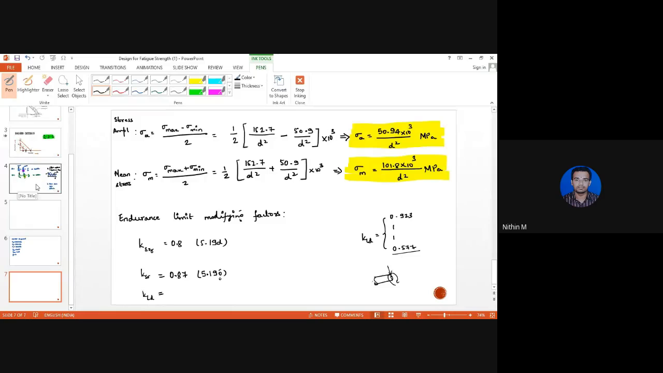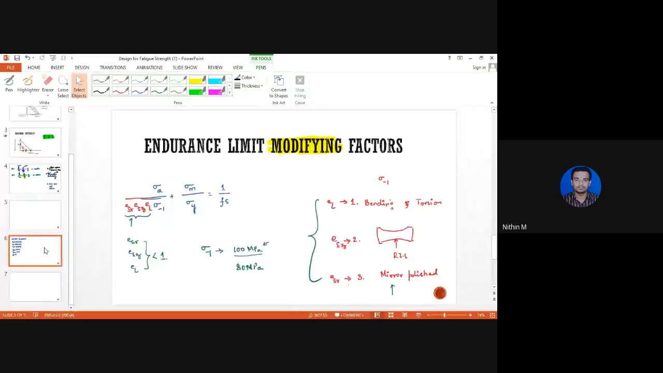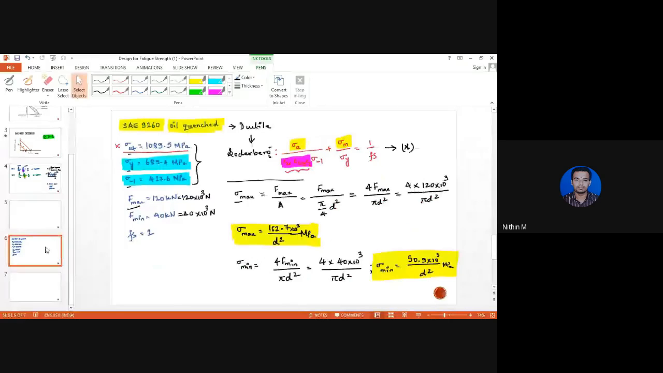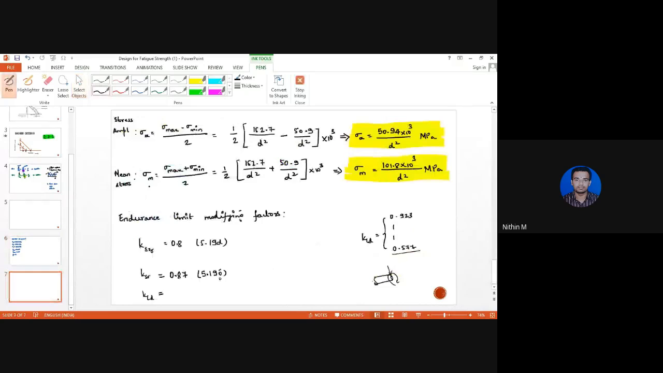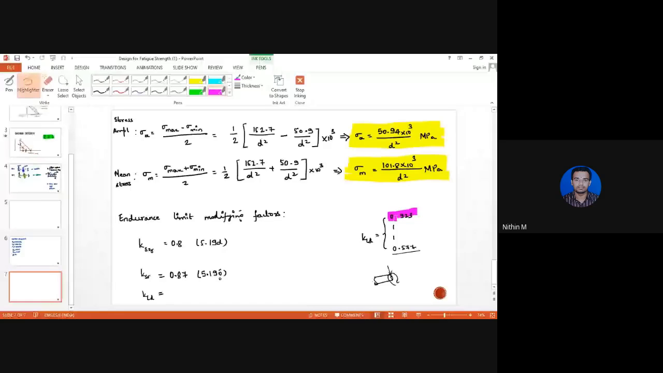So only the first two cases apply. If you go back, the ultimate strength of the material is given to be 1089.5 MPa, which is less than 1520 MPa. Thereby the load factor will be 0.923. How did we get this? This was obtained by equation 5.19L. Is it clear how we obtained this?